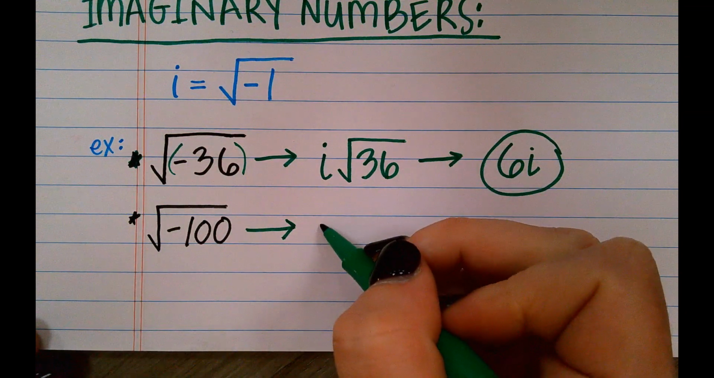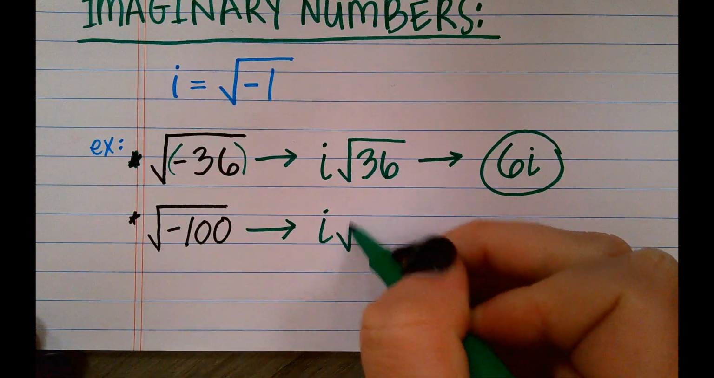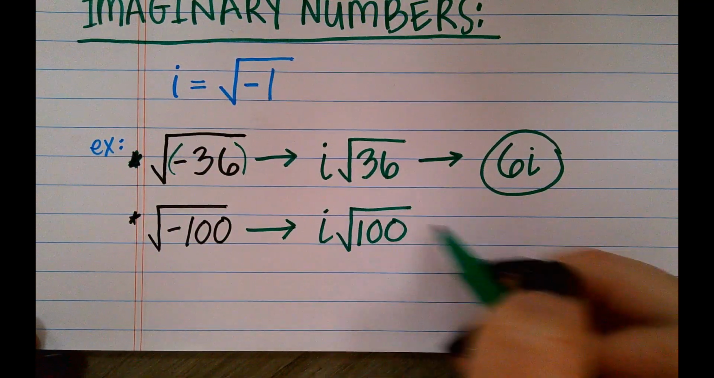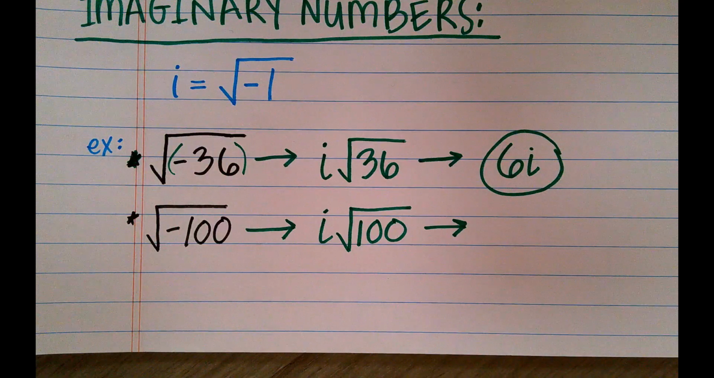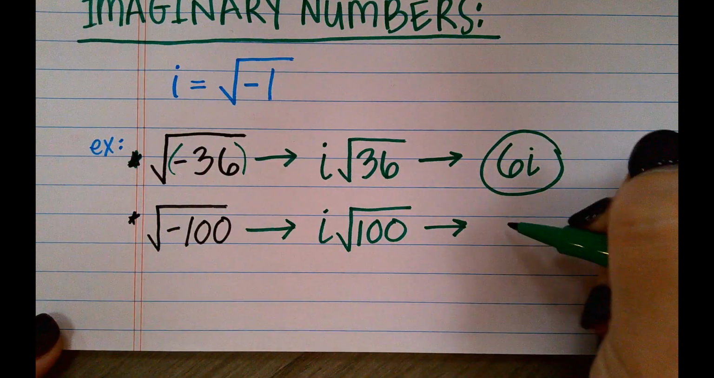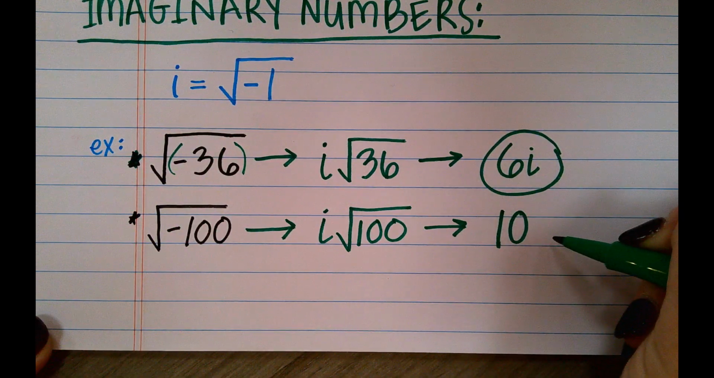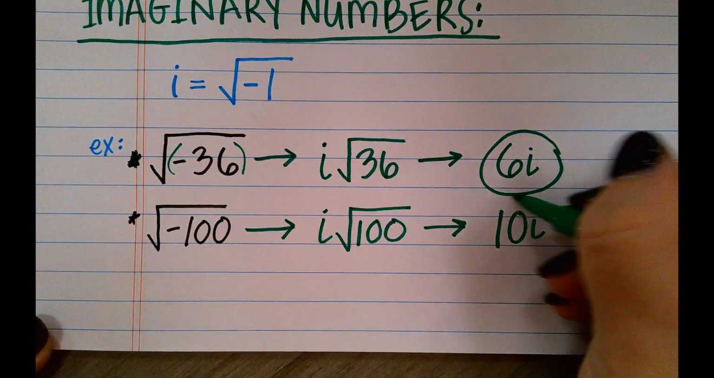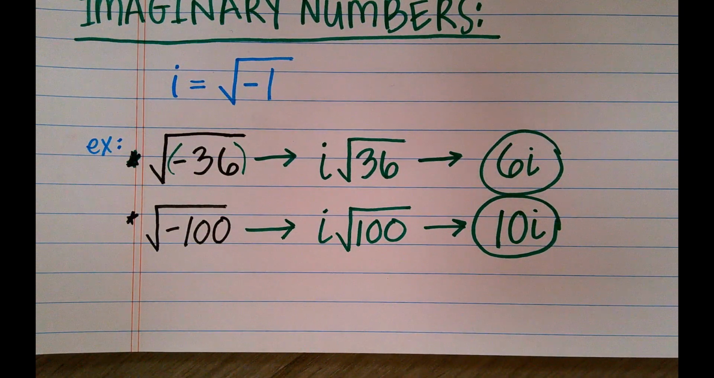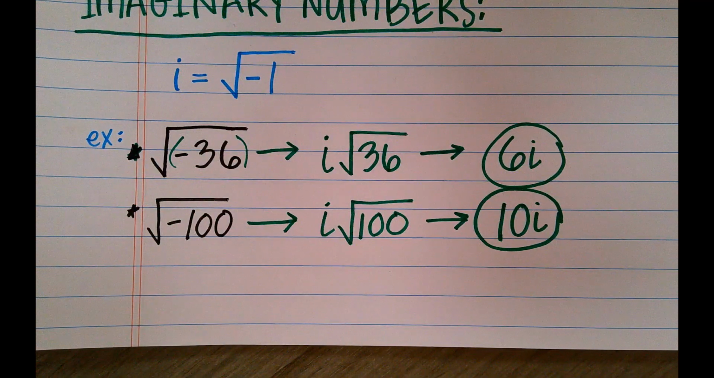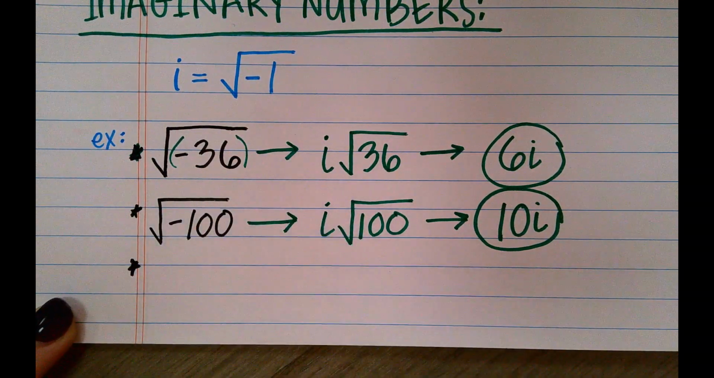So, I'm going to just take the imaginary part out and find the square root of 100. What is the square root of 100? What is it? 5? Not 5. 5 times 5 is 25. Oh, 10. Okay. 10 times 10 is 100. So, 10i. That's all you do. It sounds really scary, and it's not.